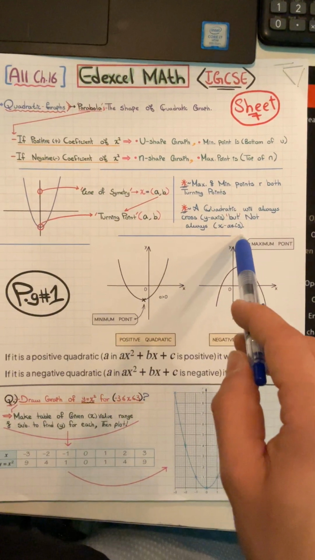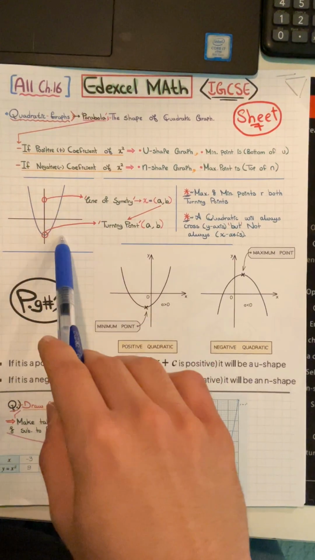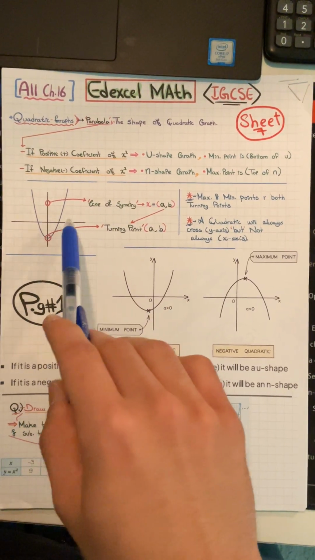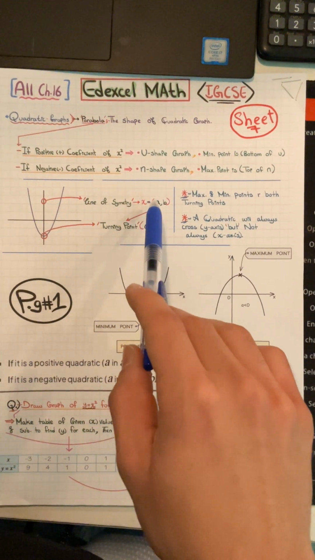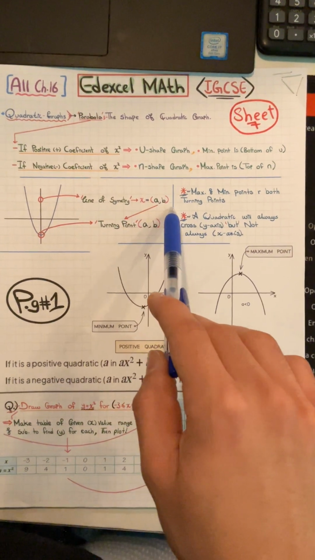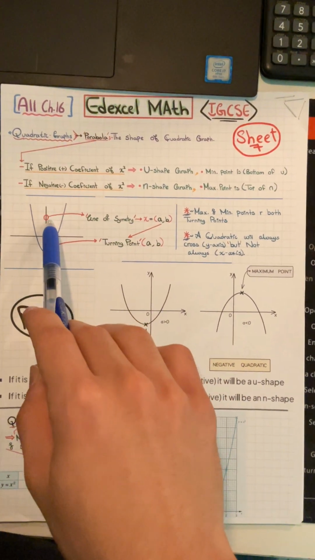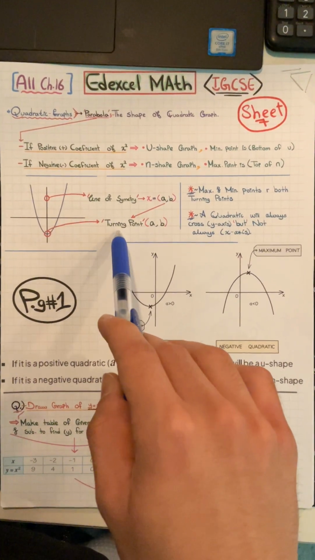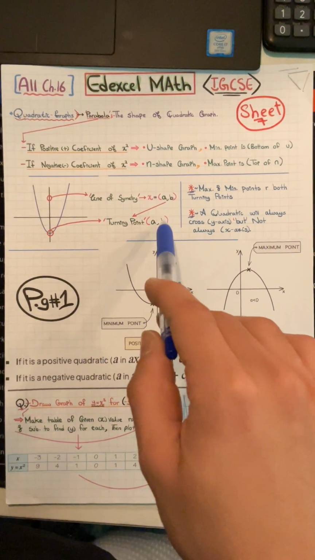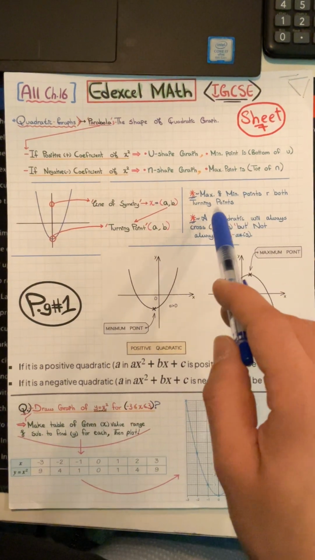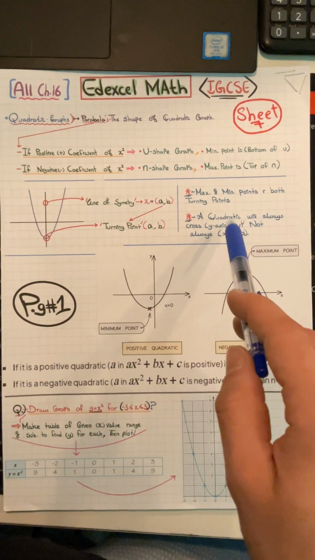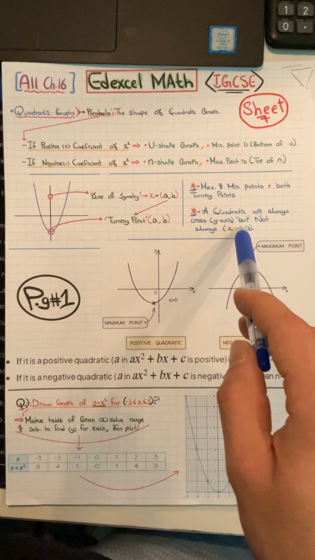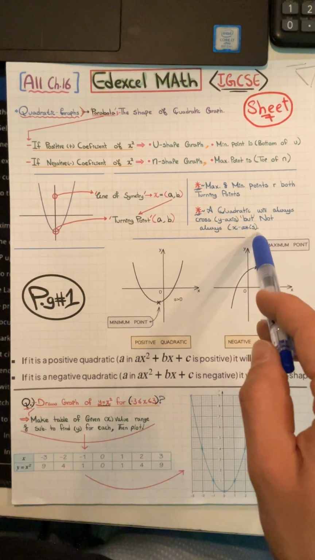On the quadratic graph, the vertical line is known as the line of symmetry, which is the x point of A and B. And the point of A and B at the intersection on the quadratic graph is known as the turning point. Now the maximum and minimum points are both turning points, and a quadratic will always cross the y-axis, but not always the x-axis.